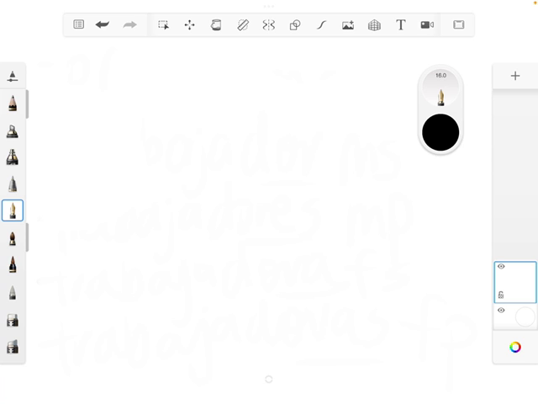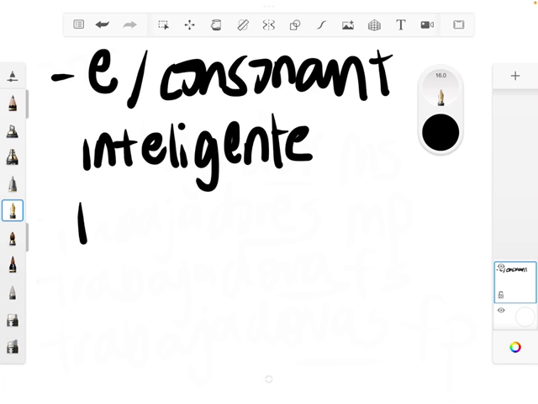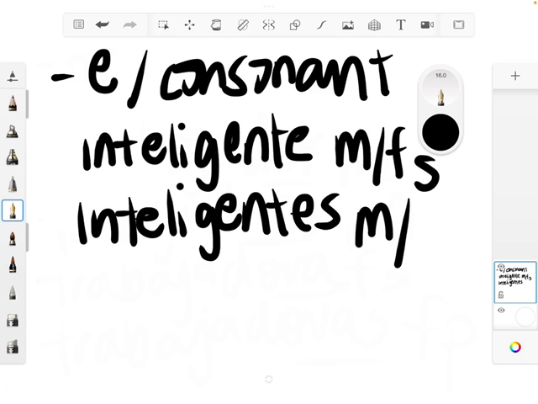We also have adjectives that end in E or a consonant. These are going to have the same masculine and feminine forms. So for these, you're just going to have the singular and the plural. So inteligente, for example. This will be masculine and feminine singular, and this will be masculine and feminine plural. Okay? So, la mujer inteligente, the intelligent woman, el hombre inteligente, and las mujeres inteligentes, los hombres inteligentes. It'll just matter if it ends in the E, if it's singular or plural.